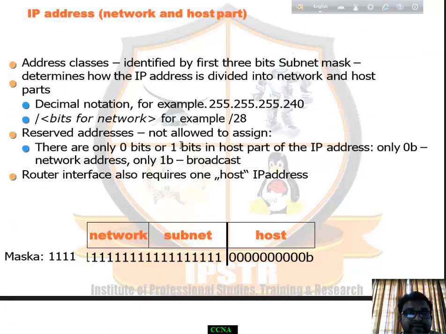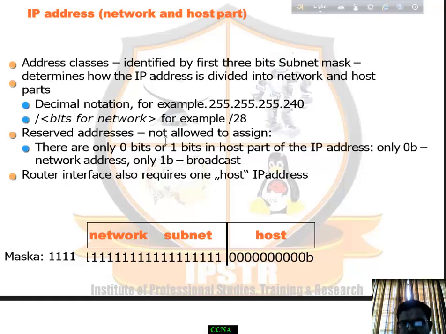IP addressing, network and host part: what is a host, which bits are used for the network and which bits are used for the host. Address classes are identified by the first three bits. The subnet mask determines how the IP address is divided into network and host parts.